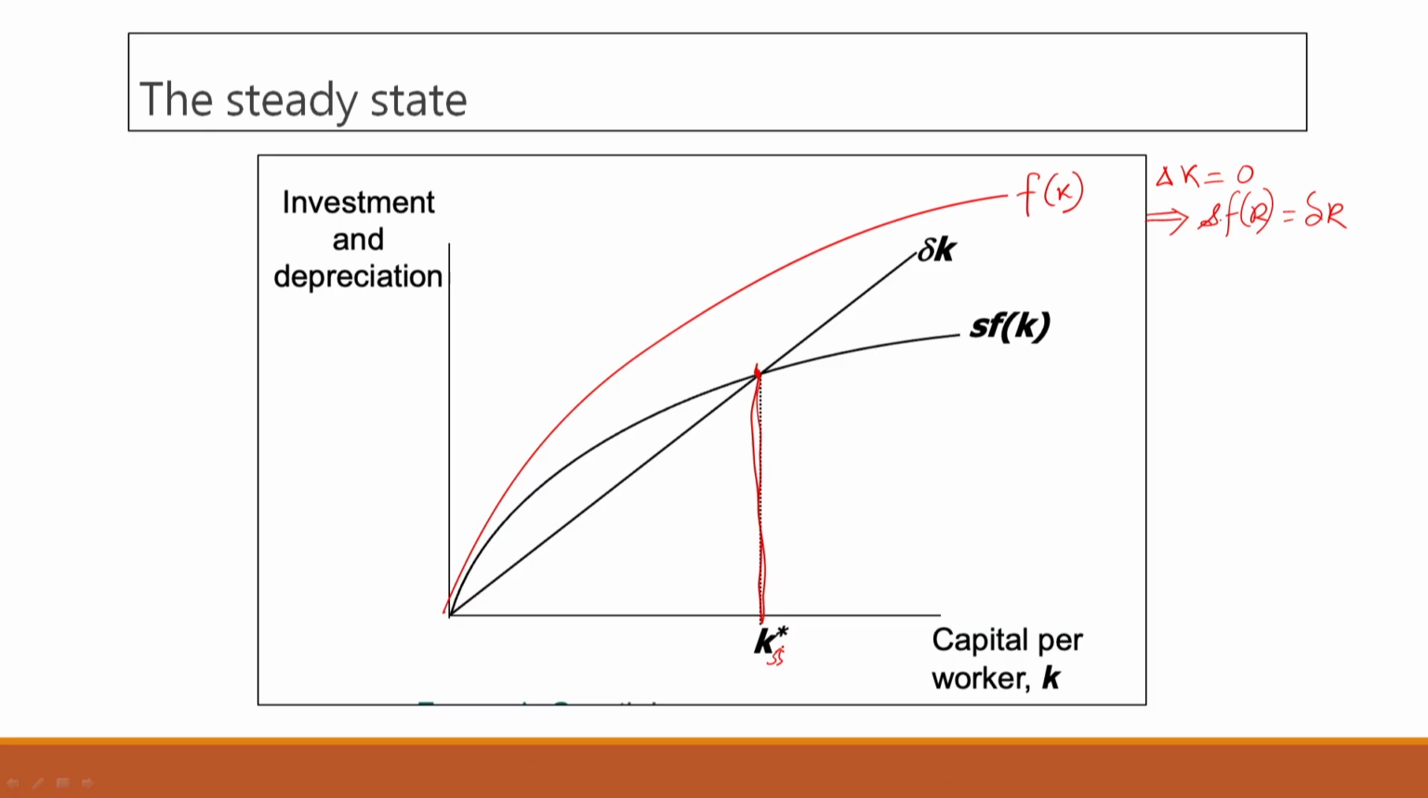Now, as we can see from here, if we have found out the value of k star, that is steady state capital stock, now we just have to extend this up here, and the corresponding value here is going to be our y star SS. Okay. So, a very neat and simple figure.